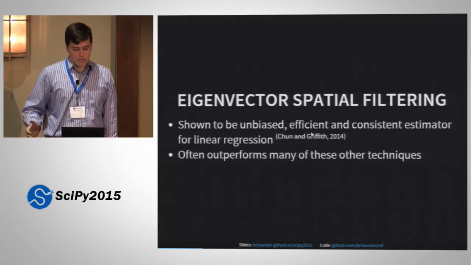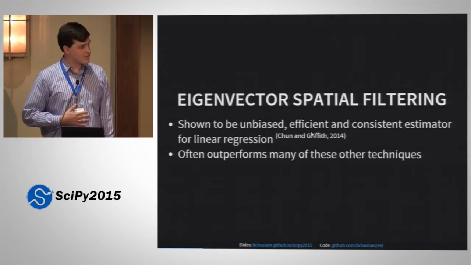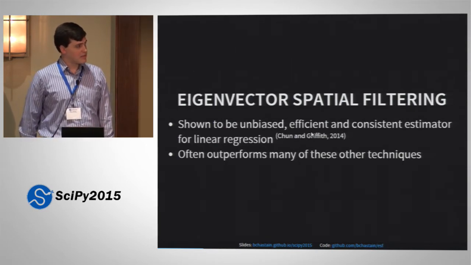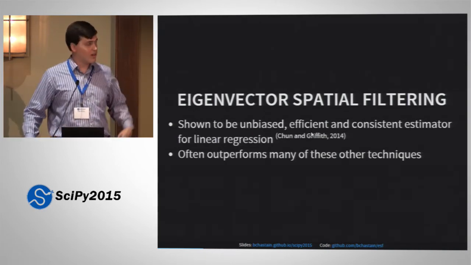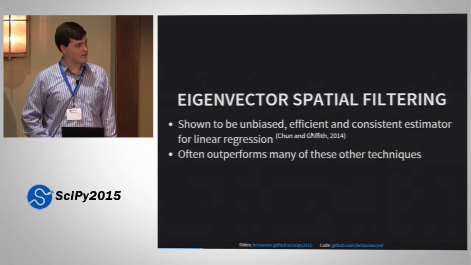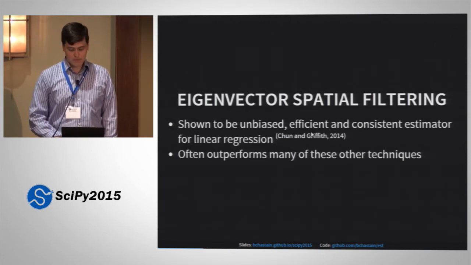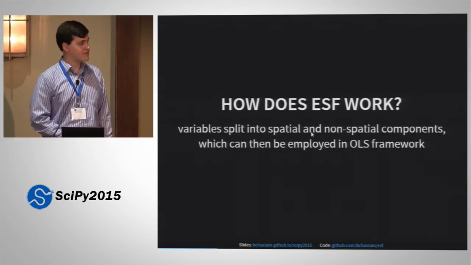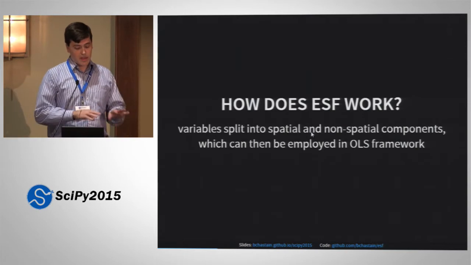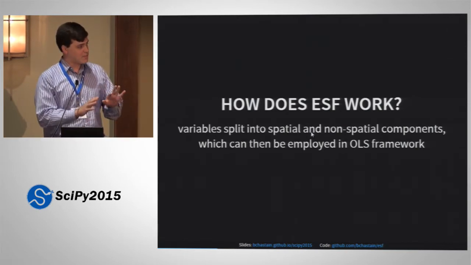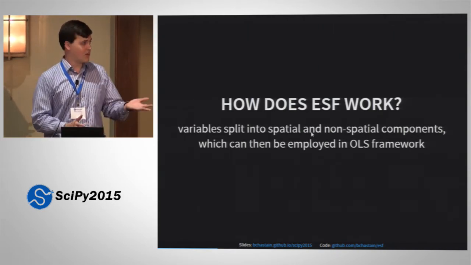One of the, I don't want to say newest, but one that's been shown to have the most promise by some of my colleagues at UTD has been eigenvector spatial filtering. There have been some papers showing that it's an unbiased, efficient, consistent estimator for linear regression, and also for different variations for nonlinear models as well. It has been shown to outperform a lot of those other techniques that I just showed in the last two slides. So how does this ESF, eigenvector spatial filtering, work? Basically, in the most abstract sense, it splits the data into spatial and non-spatial components, and then you use them in an OLS framework, for example.